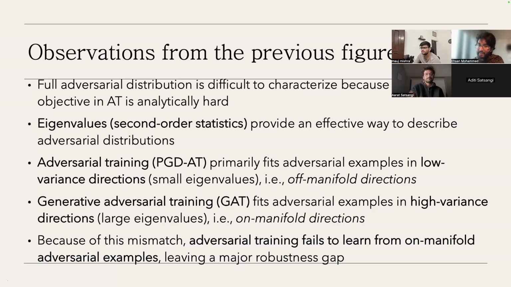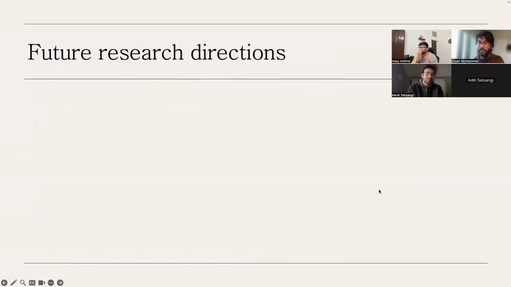And then lastly, because of this mismatch, adversarial training fails to learn from on-manifold adversarial examples in the case of input space. That means the 0.3, and that's why there is a huge robustness gap when we do adversarial training on input space. We are still not getting good accuracy, right?